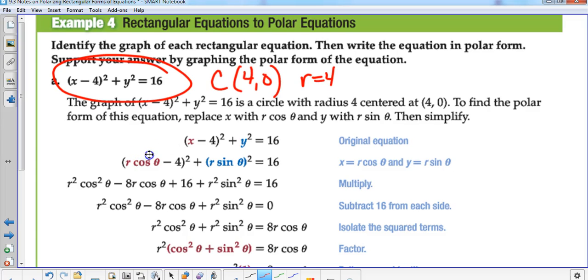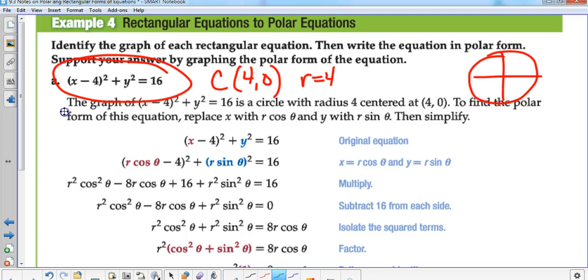Anybody remember how we graphed a circle in polar with a radius of 4? R equals 4 was a circle, right? It looked like this. Problem is the center wasn't at 4, 0, right? Okay. But R equals 4 is a circle. So it's going to be something in R equals form when we're done. And when we're done, we're going to graph it and check.